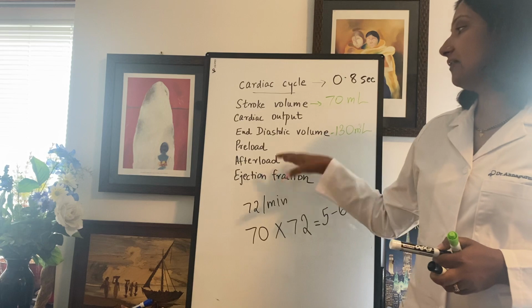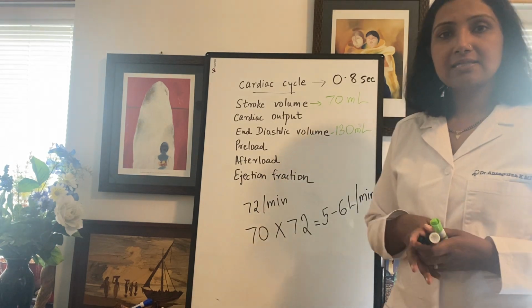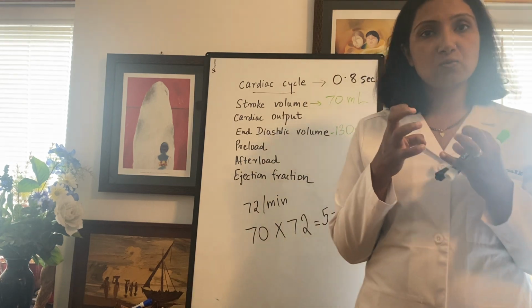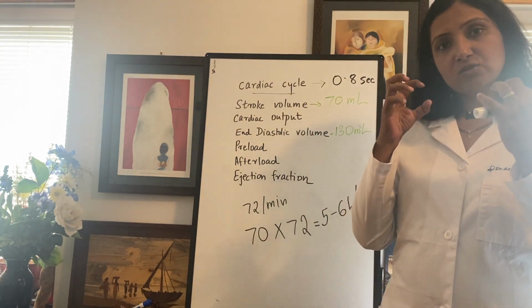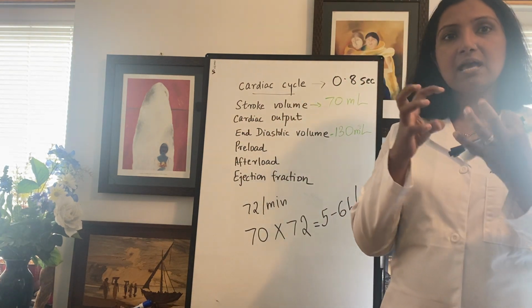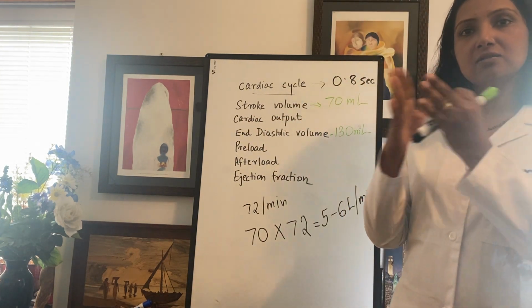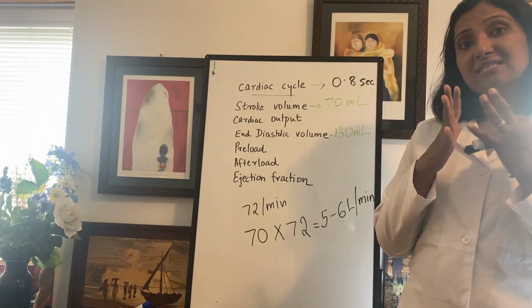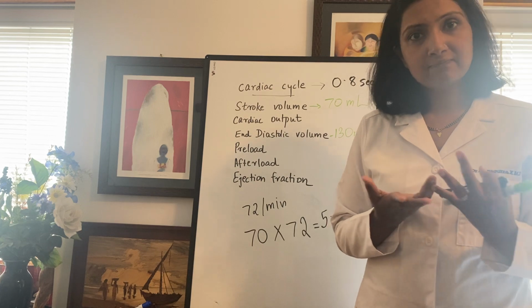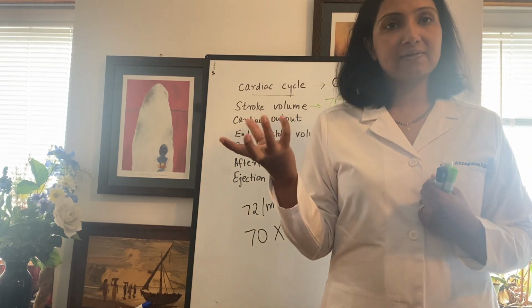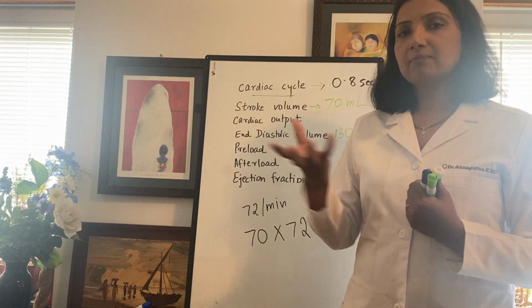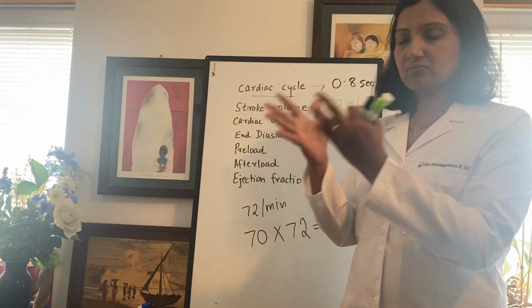Then we have afterload. Afterload, in simple terms, is the resistance against which the ventricle muscle has to contract or push the blood. For example, the left ventricle has to push the blood into the aorta, so the resistance against which it has to push. There are two factors. It's called the peripheral resistance, the resistance in the aorta. Not just the aorta, but wherever the blood has to be pushed.